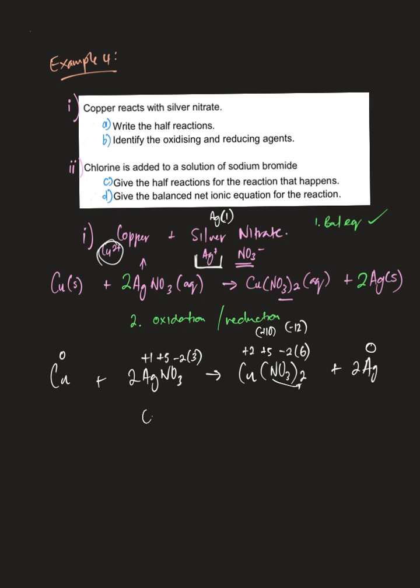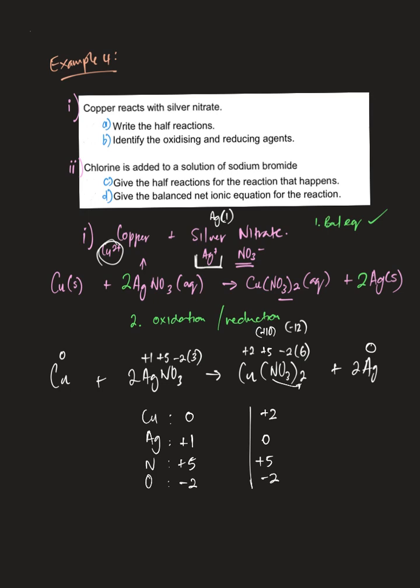So if I look here, I've got Cu, I've got Ag, I've got N, and I've got O. I need to compare the left-hand side and the right-hand side. On this side, my copper is at 0, but on the other side, the copper is at +2. The silver here is +1, and on the other side, it's 0. The nitrogen is +5, and on the other side, +5. And the oxygen's -2, and on the other side, -2. So that stays the same.